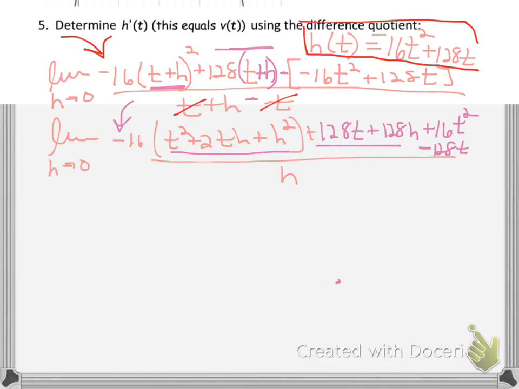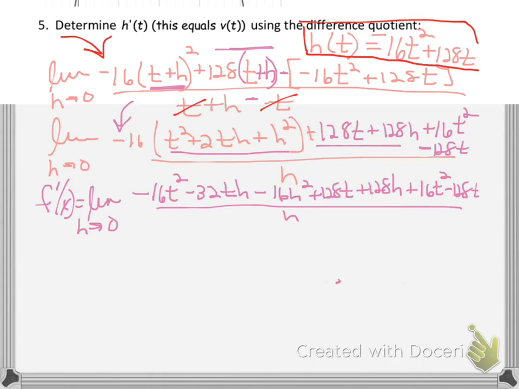Okay, so now next step, I'm going to distribute the negative 16 to all the pieces inside. And I'm going to write it over again, so I'll turn it off for a second, and when I turn back on, you'll be able to see it. Okay, here's our next step.